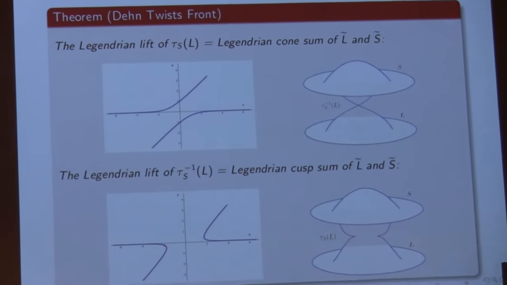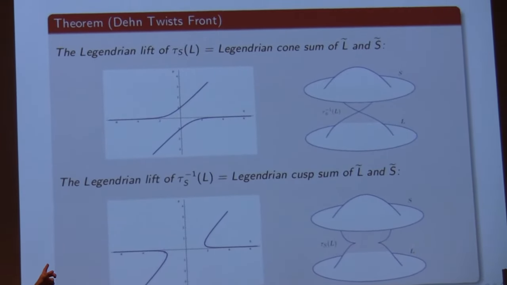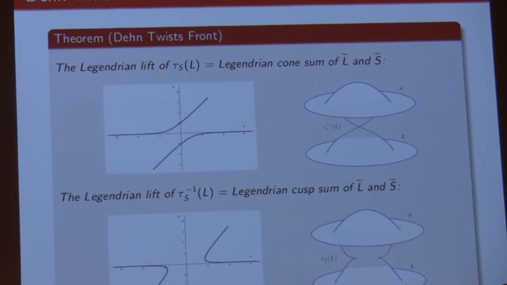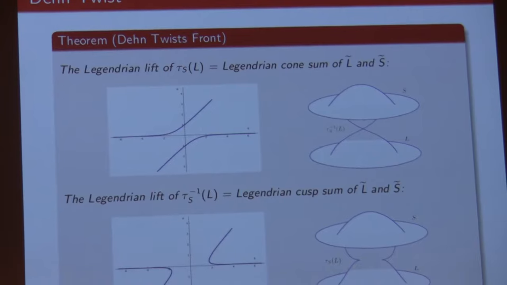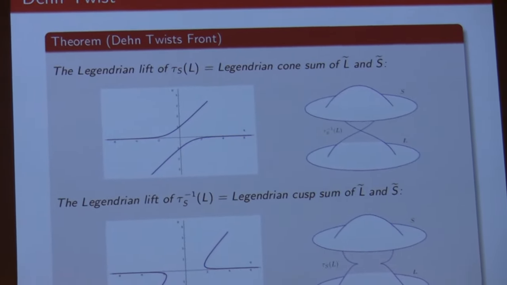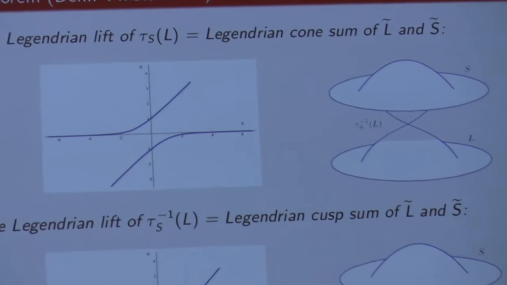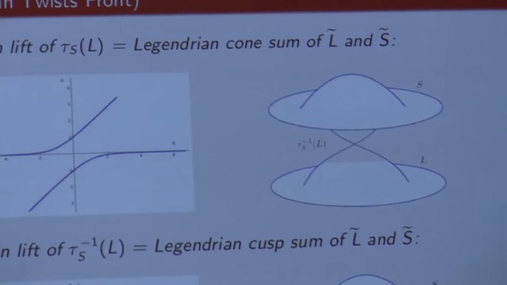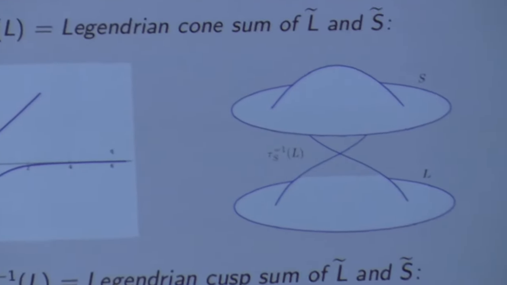On the left-hand side, I've drawn the Lagrangian projection. That's a positive Dehn twist of S along L. L here is the axis given by y equals 0, or p equals 0. And then S is the axis given by q equals p. So that's what that represents. The left-hand side is a Lagrangian projection, and then you do the Dehn twist. And the claim is that this right-hand side is precisely the Legendrian lift.